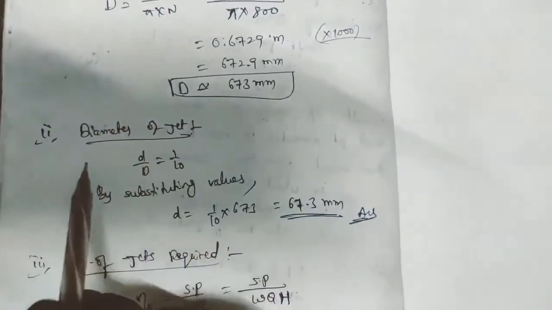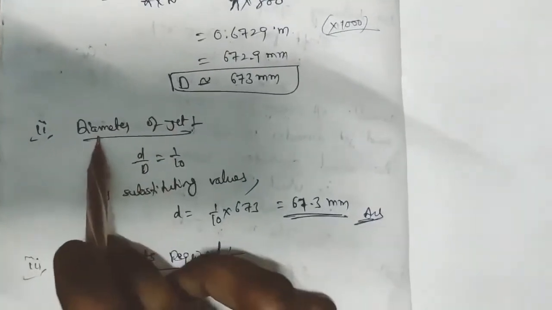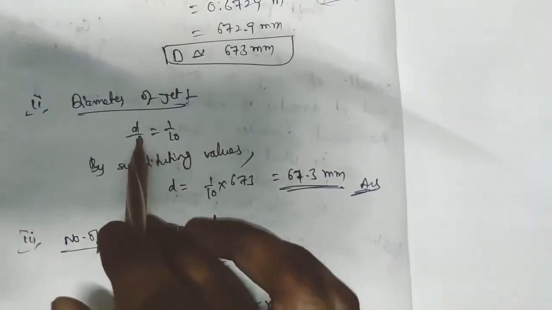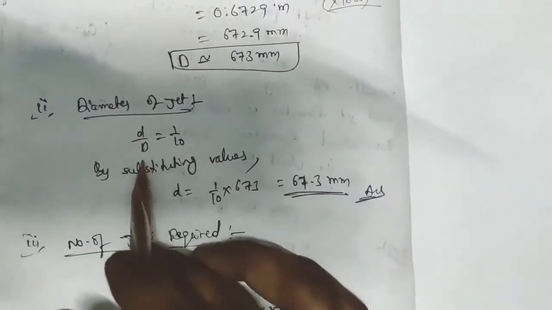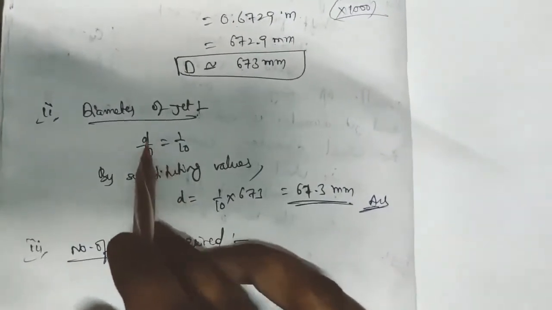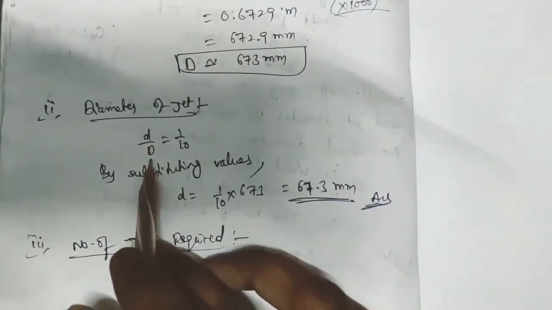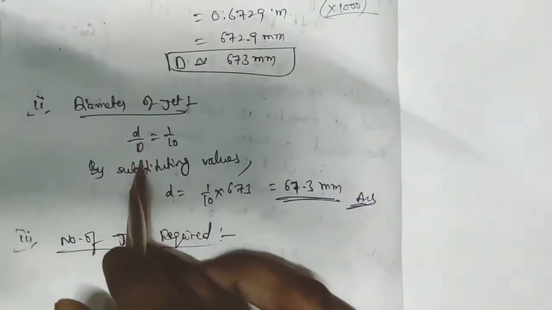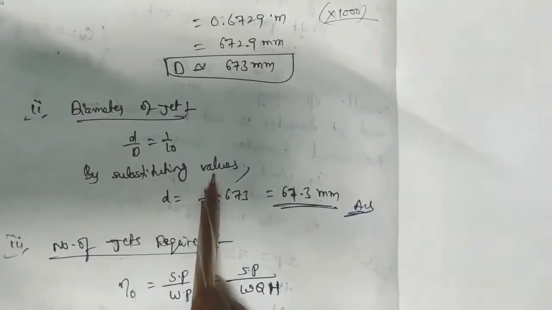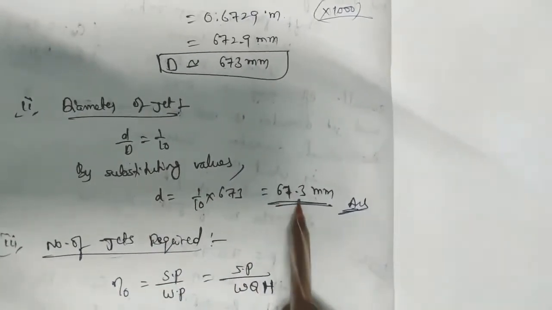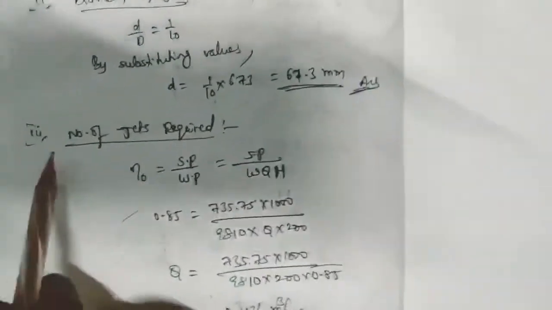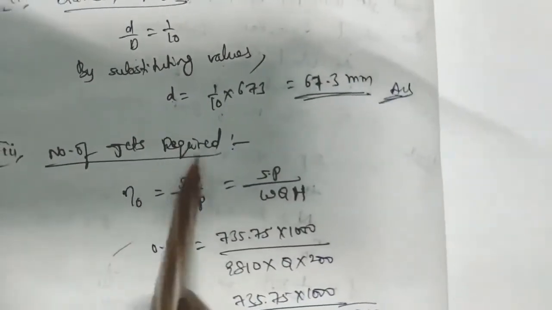And the second thing is the diameter of jet. In the problem they have given a clue regarding the jet diameter and runner diameter ratio. Small d by capital D equal to 1 by 10. By substituting values, small d equal to 67.3 mm. This is the jet diameter. So the third one is the number of jets required.